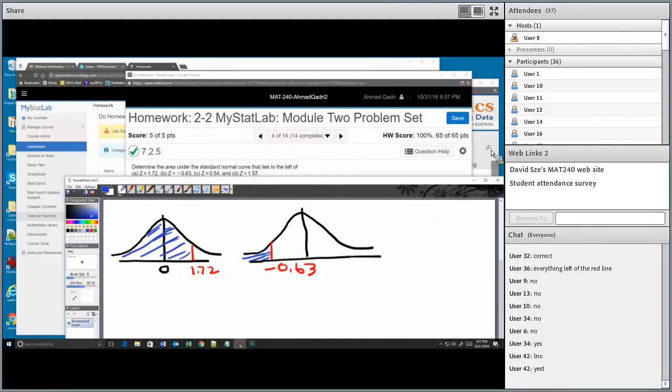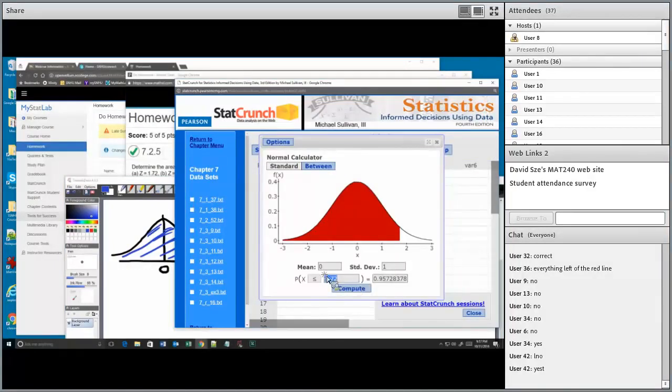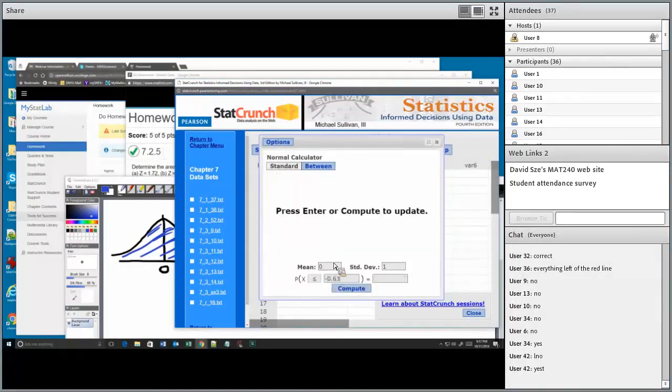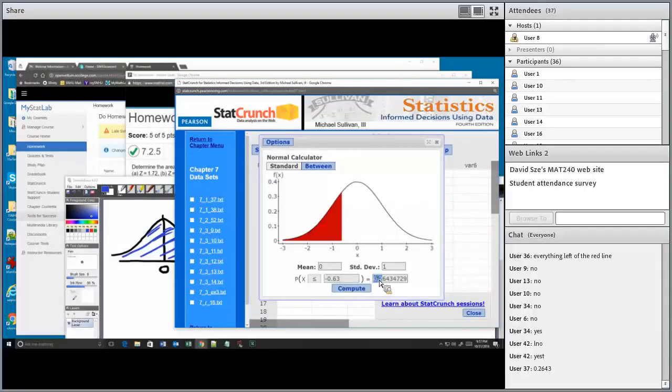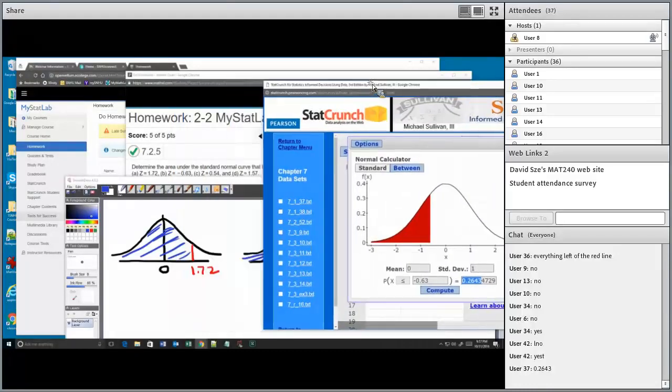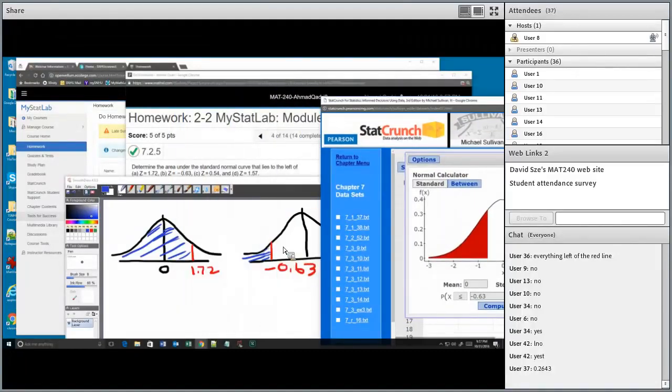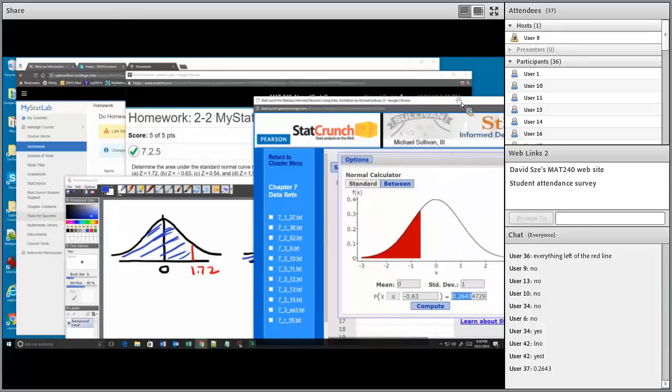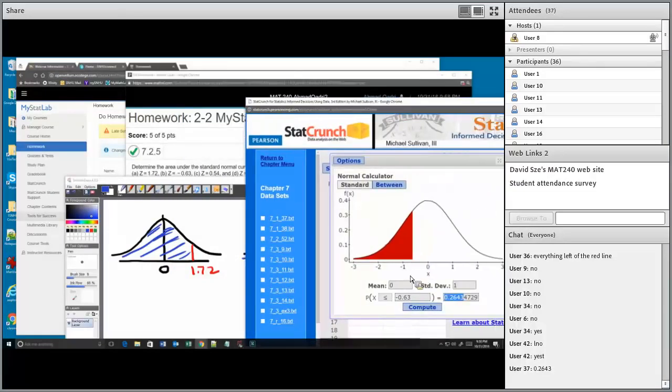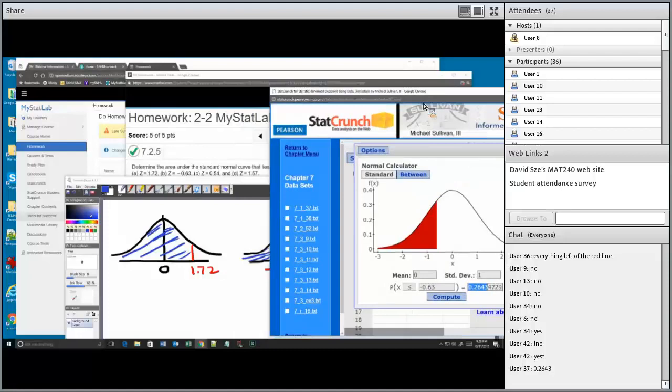But let's solve the problem. Go back to StatCrunch, less than minus 0.63. That's all you have to do. Probability that you want x to be less than or equal to minus 0.63. Hit compute. Look at this, 0.2643. That's the answer. And you can see that it matches with the diagram that you had. And remember I said it's a little bit closer to 0 in this case, but that's something you're just going to learn as you practice drawing these. Okay?